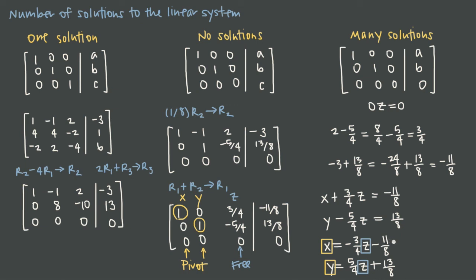Later on, we're going to talk a lot more about how to express the solution here in terms of matrices. So it's really important for us to understand this idea of pivot variables versus free variables, and of course, to know how to determine whether the system has one solution, no solutions, or infinitely many solutions.